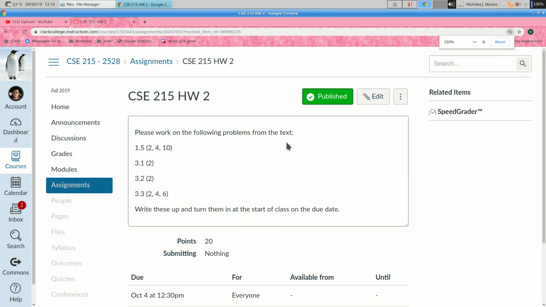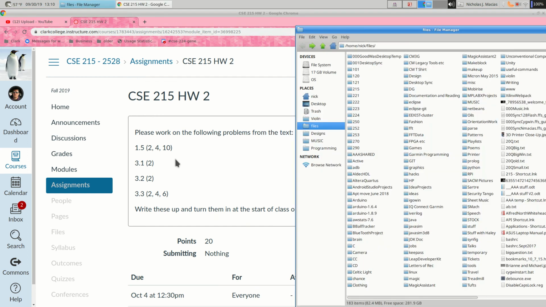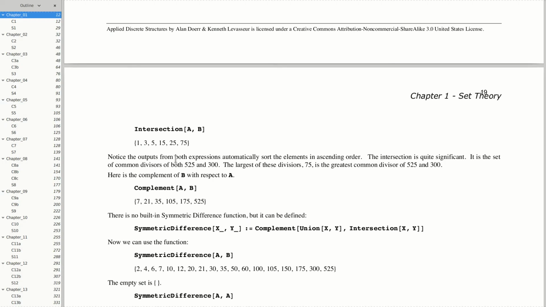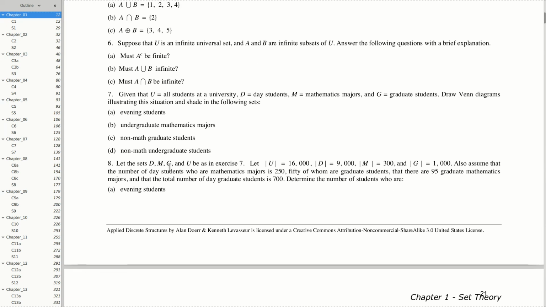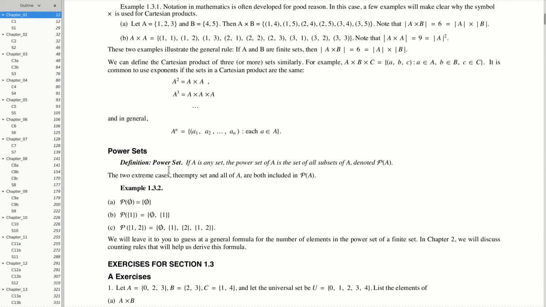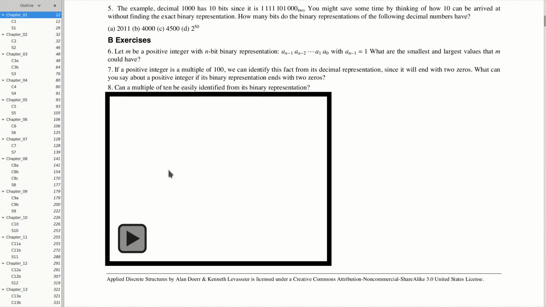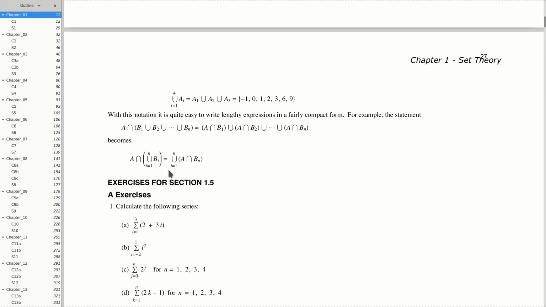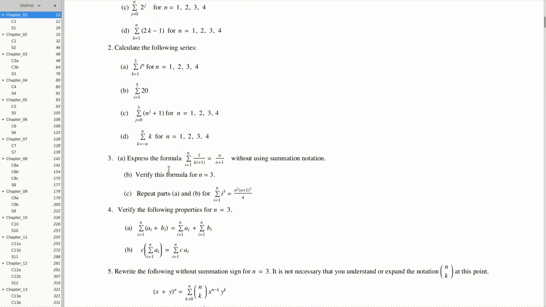So your homework comes from 1.5, 3.1, 3.2, and 3.3. We're going to start chapter 3 tomorrow. So 1.5, questions 2, 4, and 10. Question 2, you're just calculating some series expressions. So again, just plug in the values for j and calculate these.